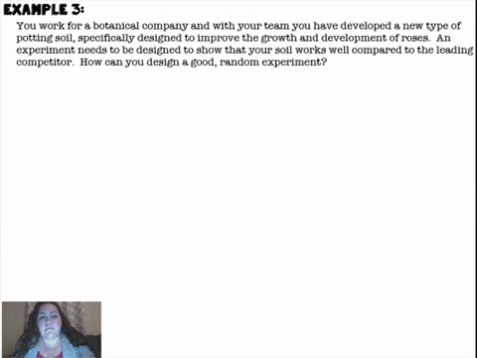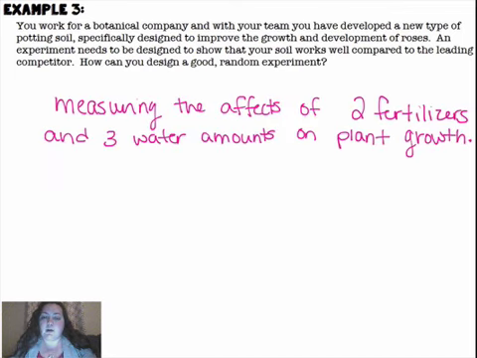Alright, example 3. You work for a botanical company and with your team you have developed a new type of potting soil, specifically designed to improve growth and development of roses. An experiment needs to be designed to show that your soil works well compared to leading competitors. How can you design a good random experiment? Alright, so I'm looking for something that measures the effects of, we'll say, 2 fertilizers and 3 water amounts on the plant growth. So I'm just picking these. Those might be the things that I'm using.